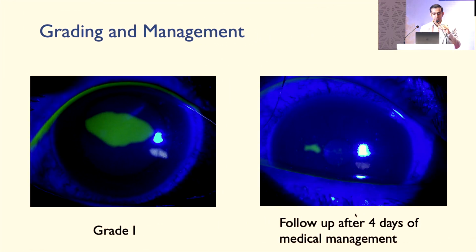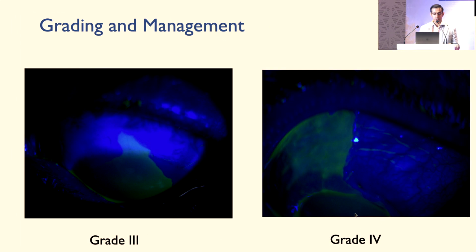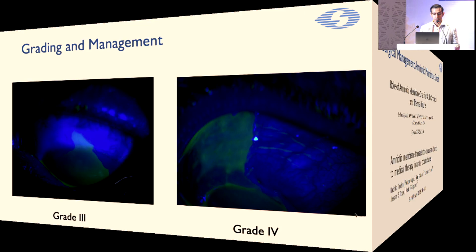Now, if you look at this, this would be a grade 1 injury, and you can follow these up after a few days of medical management. They tend to do better. As you go to more severe injuries, you can see that even after medical management, there is not significant improvement. It's important to stain the ocular surface in all of these, because you get a much better understanding of the extent of the injury when you actually use fluorescein to stain this.